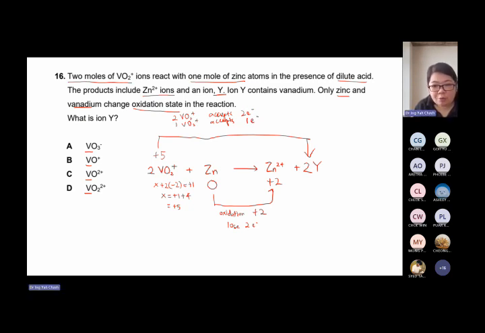Okay, here the overall change is +2. This one reduction, overall change must be -2. +2, -2. So that means each of these ones will be -1, the change. So +5 times 2, -2 will become a +4 times 2.